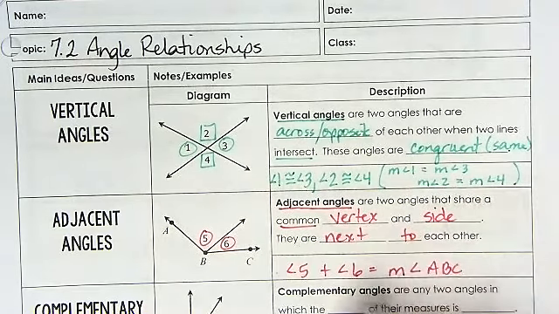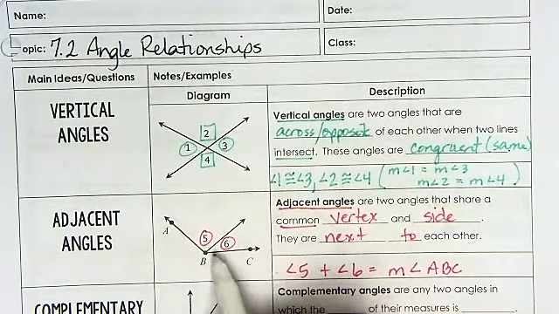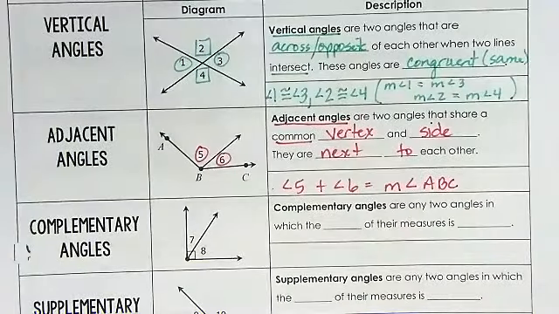Equal to the measure of angle ABC, or you could say CBA. I can't say just angle B because there's two angles that share that vertex. So we can't just name it by just the vertex here. That's what we talked about in the last video.